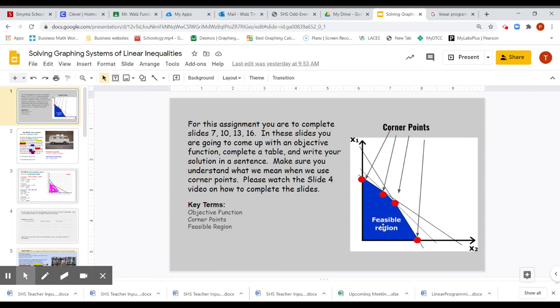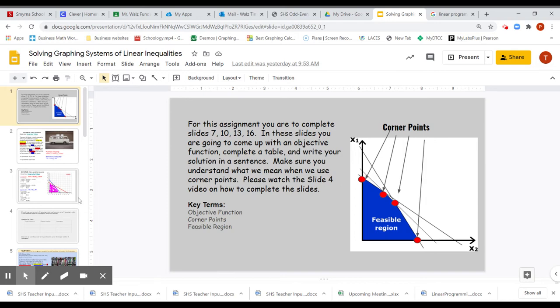This region over here is called the feasible region. This is where all the solutions are possible. But we're looking for what we call the corner points, the edge points. These are the points we are going to use to solve this problem.